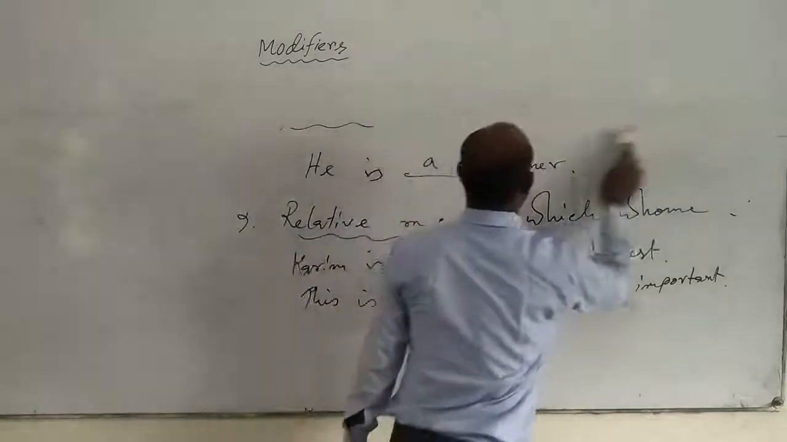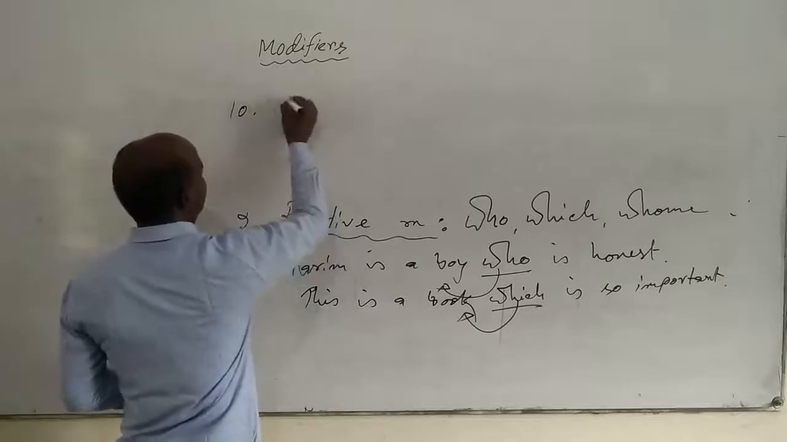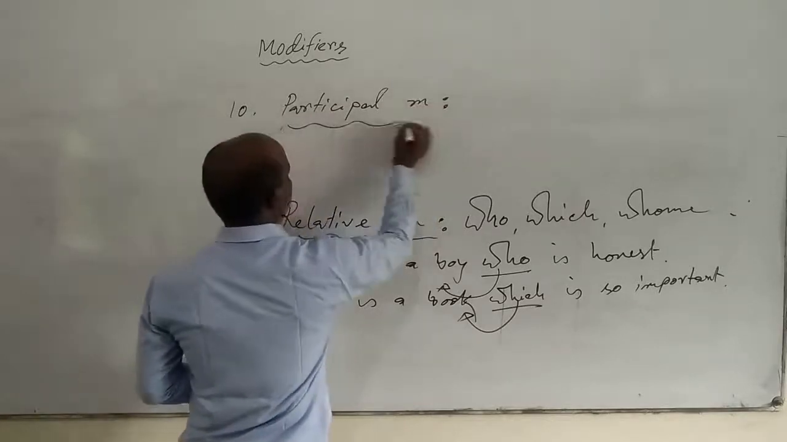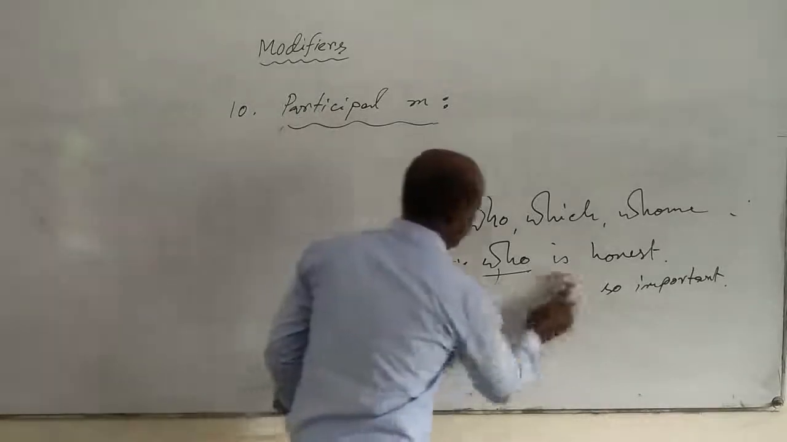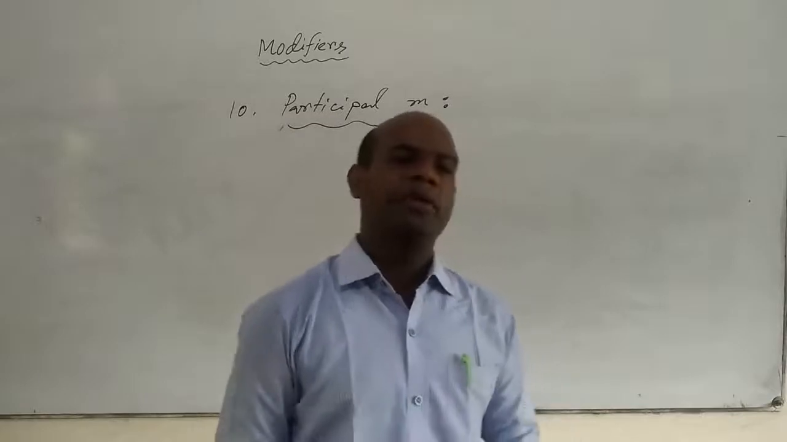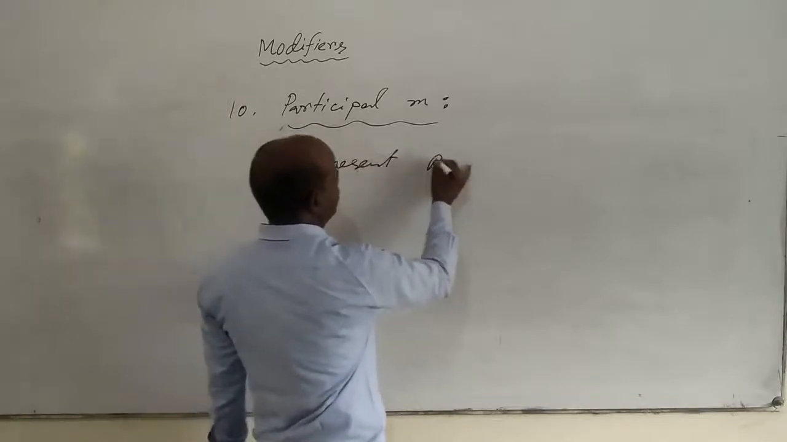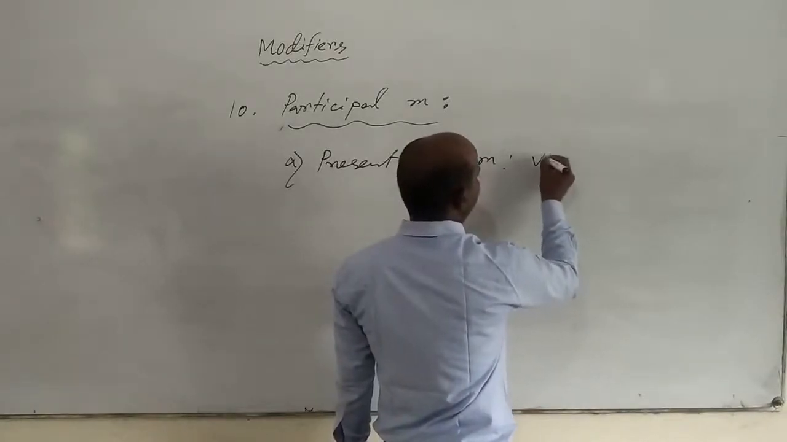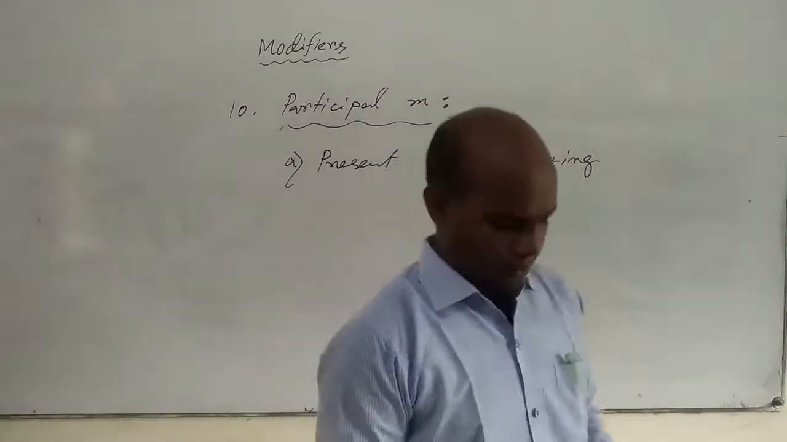And we'll go to rule number 10, participle modifier. Actually, there are three types of participle modifiers. Number one, present participle. Number two, past participle. And number three, perfect participle. So, one, present participle modifier. It is normally verb plus ing, and it is used for the action of the verb.